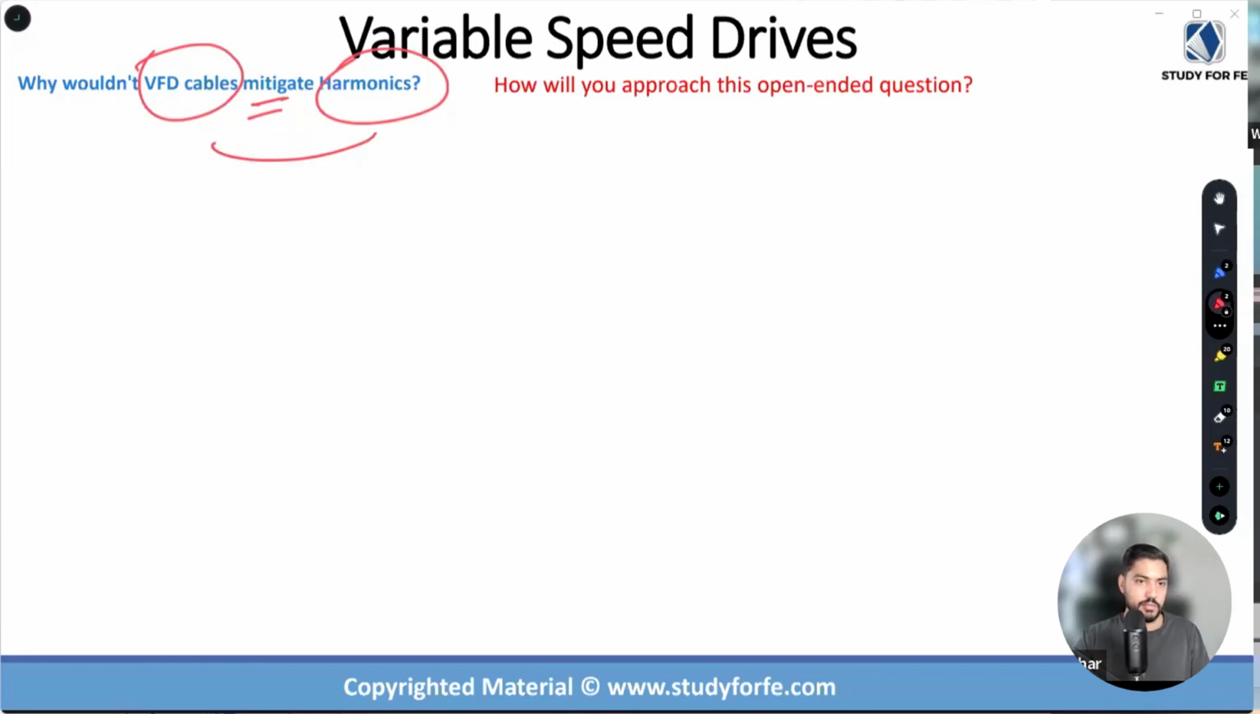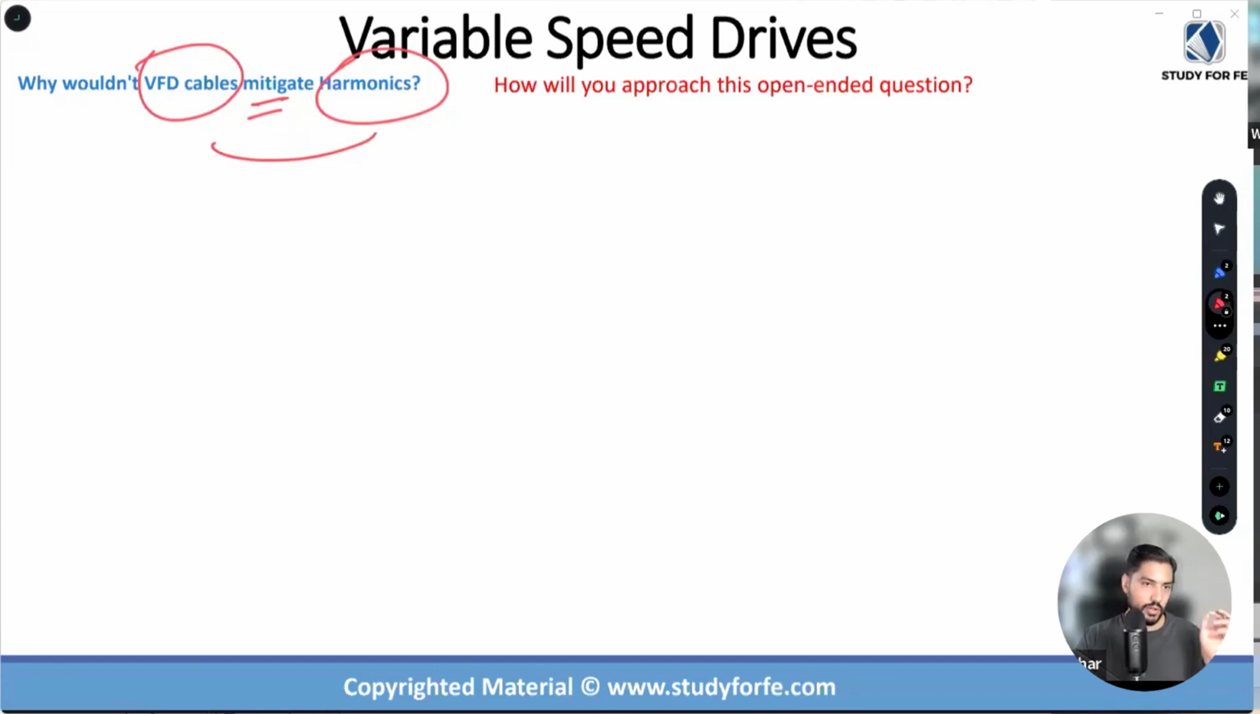VFD cables, strictly speaking, they don't mitigate harmonics, right? In short, and again, if you don't know this, then what's going to happen is that you can go in several different directions, right? In short, they allow you to live with the problem a little bit more comfortably. Okay. Does it make sense?